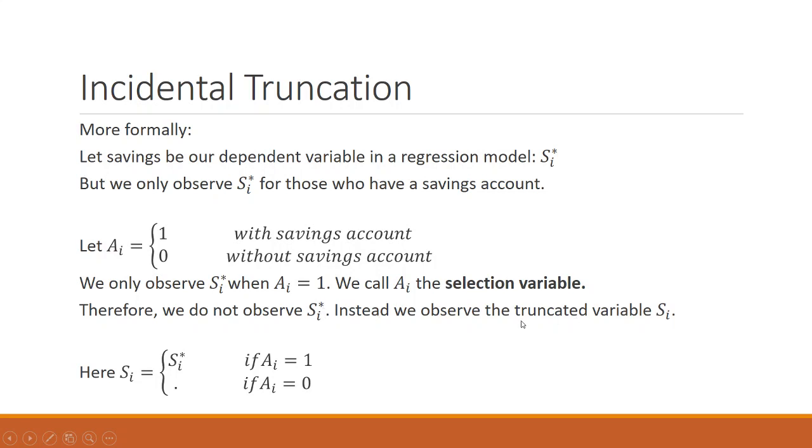Instead, we observe the truncated variable S. The truncated variable S is this: S equals S star if A equals 1, and S equals dot, which means it's missing, it's empty, when A equals 0. We don't observe it when A equals 0. So we observe it only when they have a savings account, and we do not observe it when they do not. It's truncated by variable A.